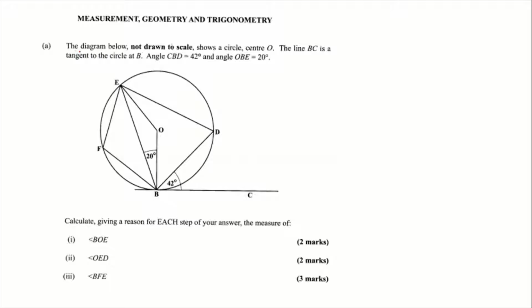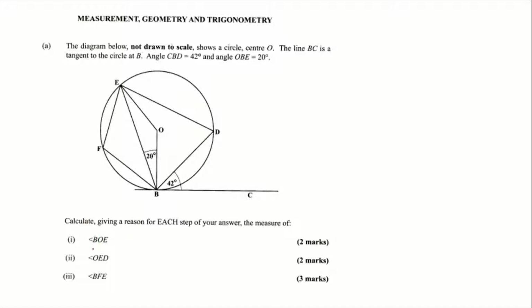Let's begin. The diagram below, not drawn to scale, shows a circle, center O. The line BC is a tangent to the circle at B. Angle CBD equals 42 degrees and angle OBE equals 20 degrees, as you can see demonstrated here in the diagram. Calculate, giving a reason for each step of your answer, the measurement of angle BOE.